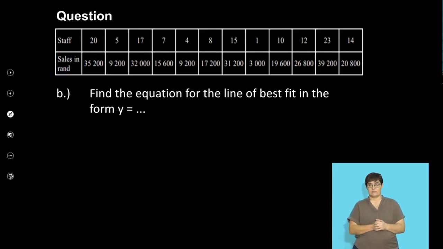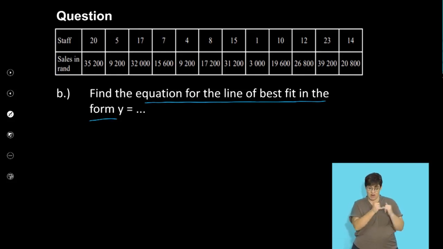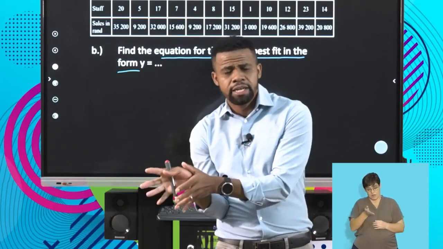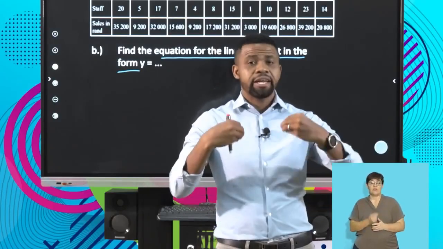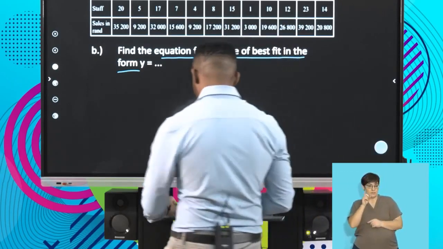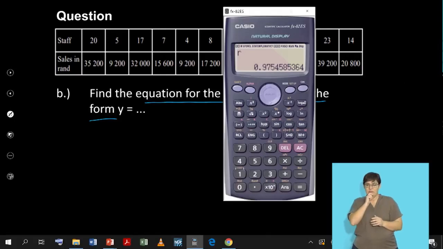The next question is, find the equation of the line of best fit in this form. So the equation of the line of best fit is what? It is our regression model. Are we together? We're going to use our calculator. We've already inputted our data in our calculator. There's no need to do it again. We just have to check the data.